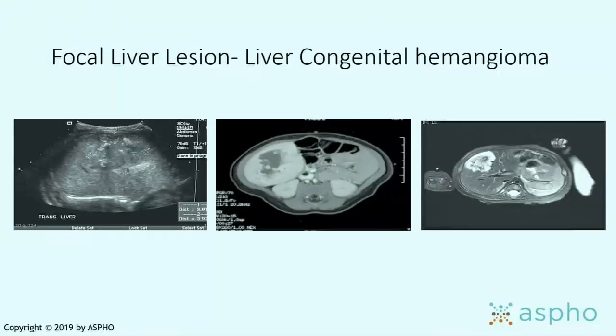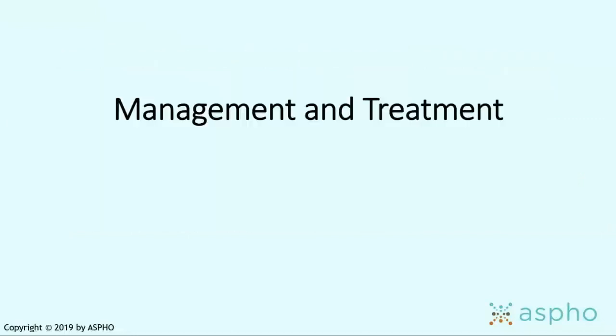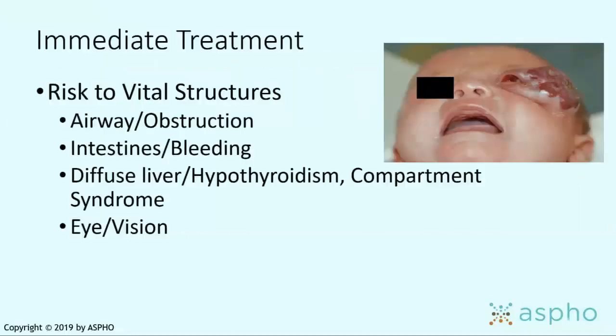These are some other pictures of liver hemangiomas. You see the single ones, the congenital hemangiomas, look very much like the infantile hemangiomas, which are multiple. And so you need a good radiology that's helping you try to diagnose these. So what's our management and our treatment?